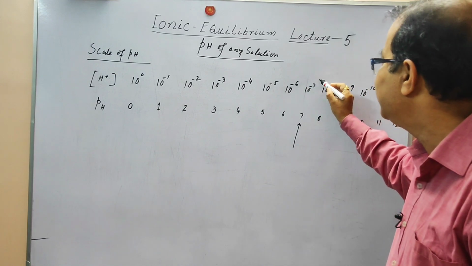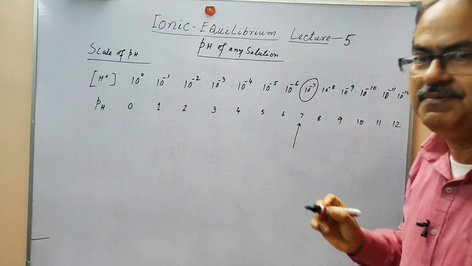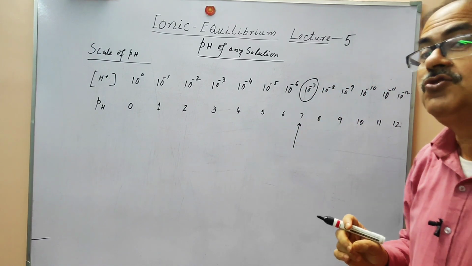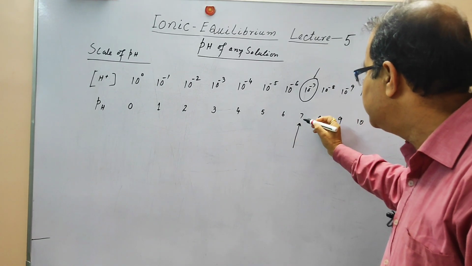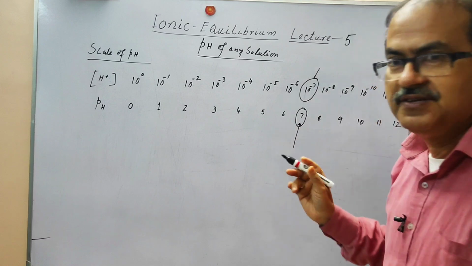And you will find a point where the pH is equal to 7. At that time the H plus ion concentration is 10 to the power minus 7. At that time you will see this pH is 7.